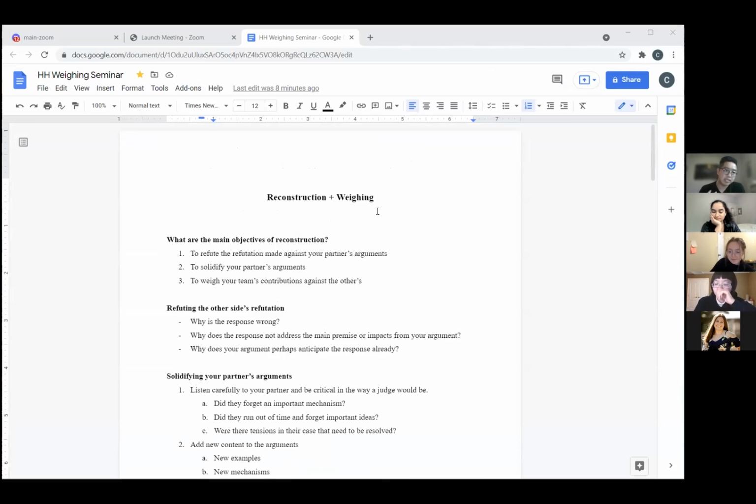I decided to do this partially about reconstruction along with weighing and the different weighing metrics that you use. The reason why I did this is because, while weighing is super important in your constructive and your refutation, I think it is oftentimes most present and most underestimated within the reconstruction.